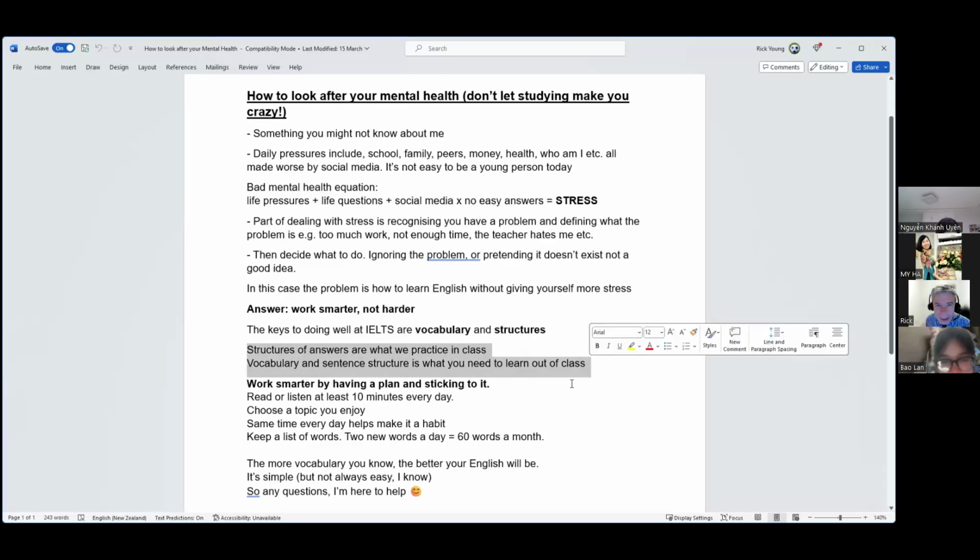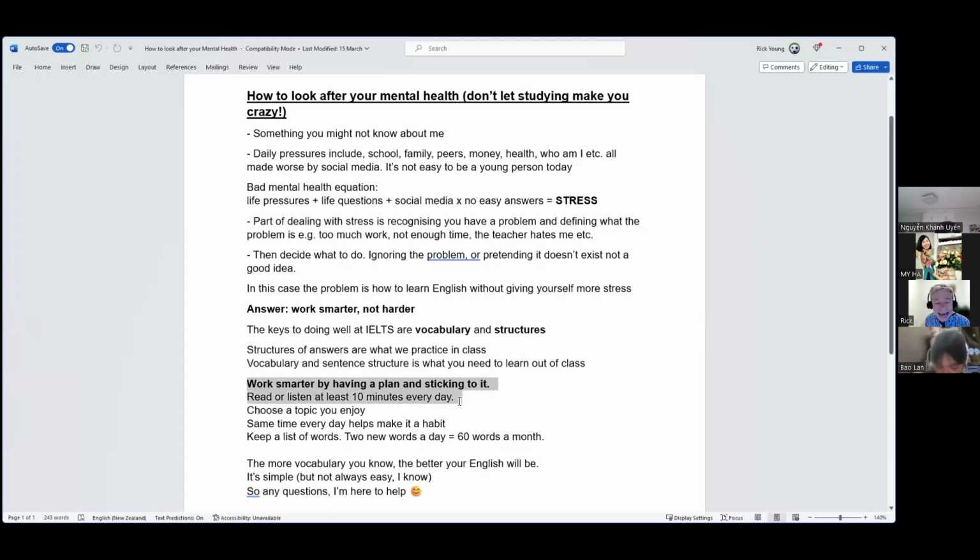So the more vocabulary you can learn and the more practice you have with learning sentence structure, the easier it will be for you. So you work smarter, not by sitting up all night trying to read English books. You work smarter by having a plan and sticking to it. So the plan is read or listen at least 10 minutes every day. But to work smarter, you choose a topic you enjoy.